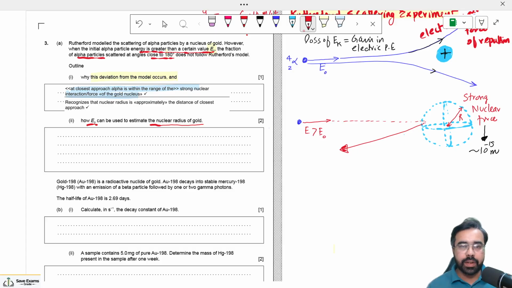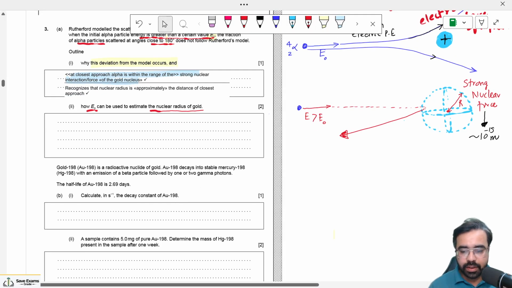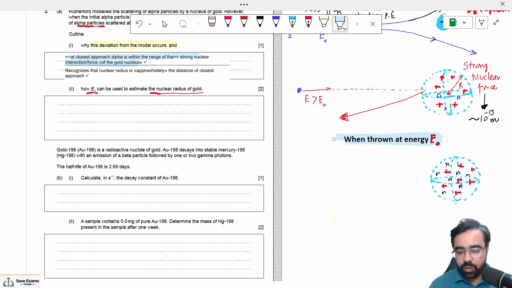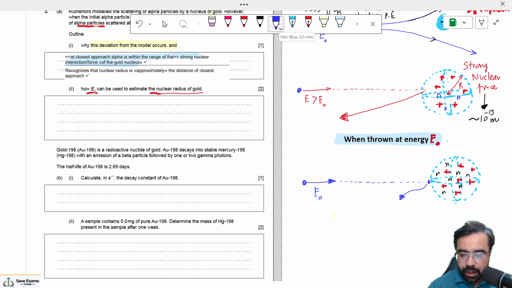Now we will understand it with the help of the law of conservation of energy. Just imagine you are throwing this alpha particle with the energy E0. When thrown at energy E0, how is energy conservation obeyed? At this point, the energy is in the form of kinetic energy E0. With this energy, it will go to the closest point to the nucleus, close to the boundary of the nucleus. At this point it will stop, so all of its kinetic energy is converted into electric potential energy.